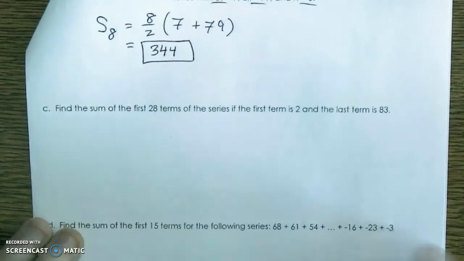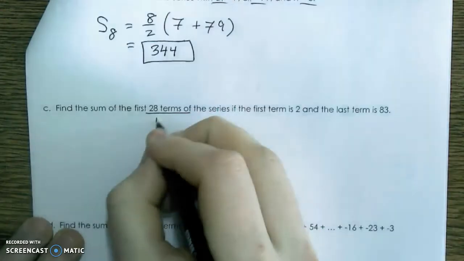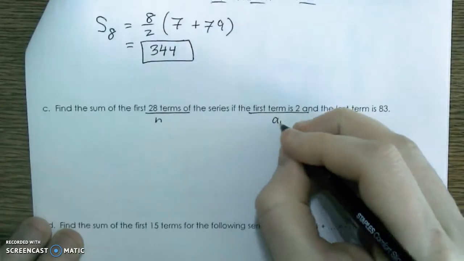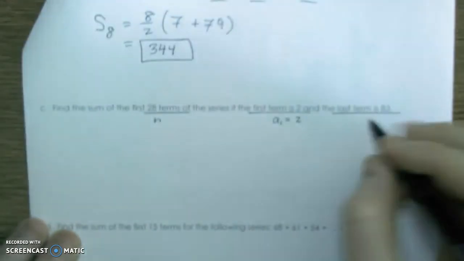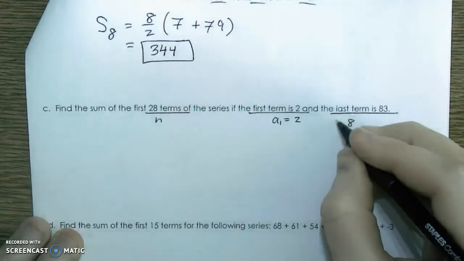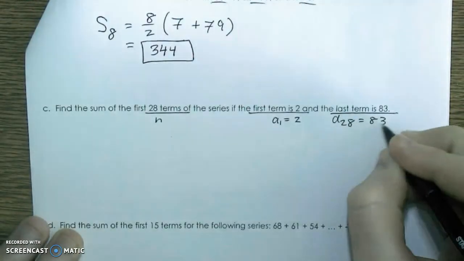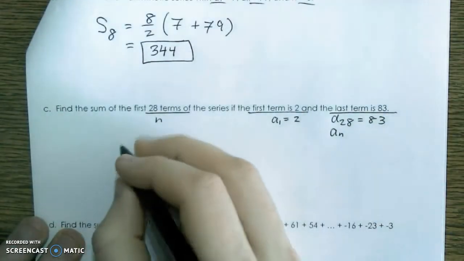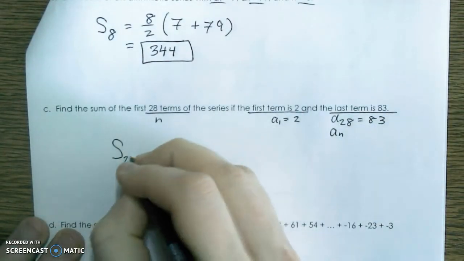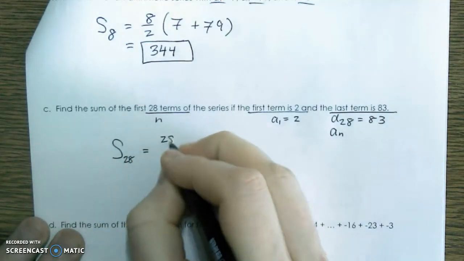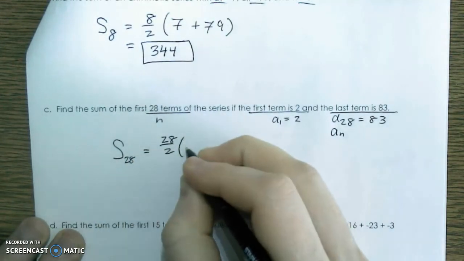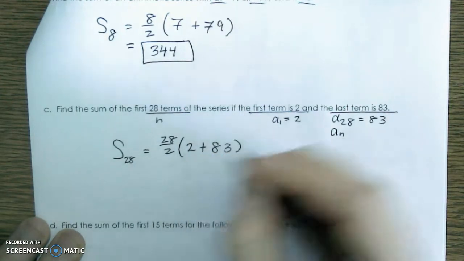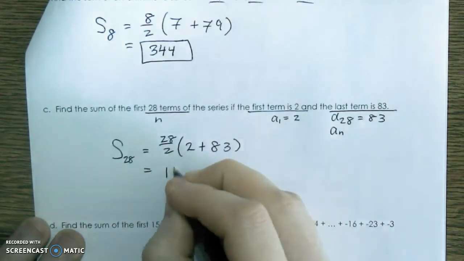Part C, find the sum of the first 28 terms. So they're giving me n. If the series, the first term is 2, so a1 is 2. The last term is 83, so we've got a sub 28 is 83, or a sub n, if you want to think of it like that. So the sum of the first 28 terms would be 28 over 2, times a1 plus a sub 28. And here we're going to get 1,190.